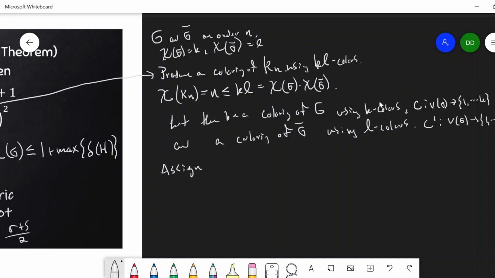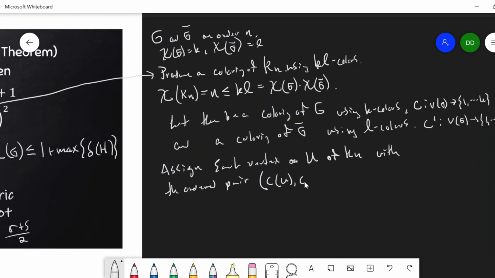And now, again, we're dealing with the same vertex set. It's just in Kn, all of the edges are there. So assign each vertex, let's say u of Kn, an ordered pair. So usually we color using the integers 1 through k. Here we're going to come up with a coloring using ordered pairs, with the ordered pair c of u, c prime of u.